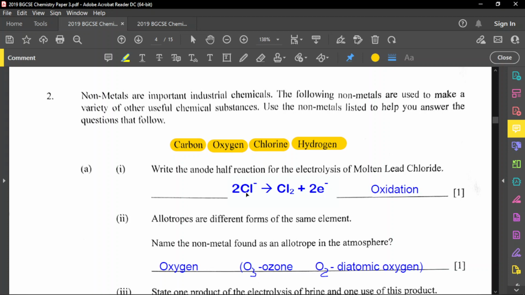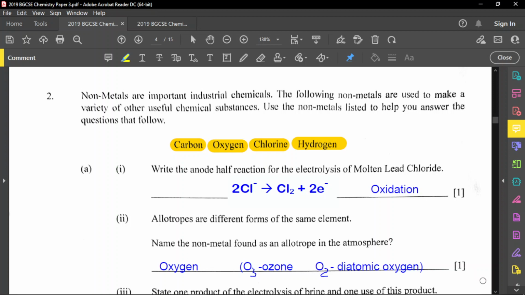And so for it to become a neutral atom, since it gained an electron to become negative, it has to lose those. So there's a loss of electrons right here. Electrons are now lost, and you have chlorine gas formed and also the free electrons. This process is called oxidation, because oxidation is the loss of electrons.